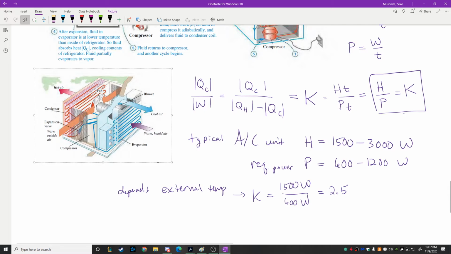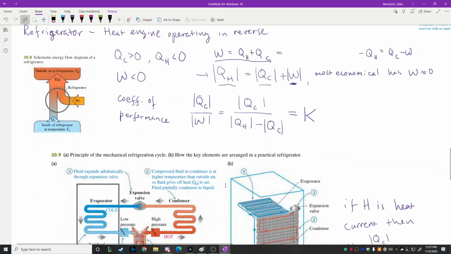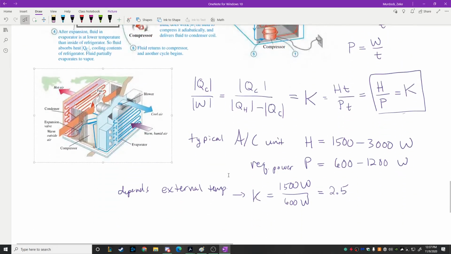Anyone have any questions? Refrigerators, heat engines in reverse. The same kind of idea, except instead of using heat to do work for you, you're using work to force air to go from a cold reservoir to a hot reservoir. You're forcing the air to do something it doesn't normally want to do.